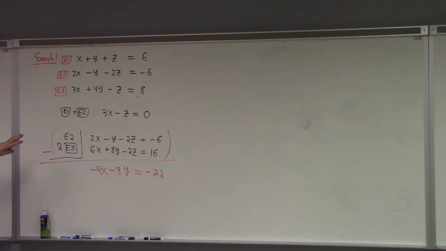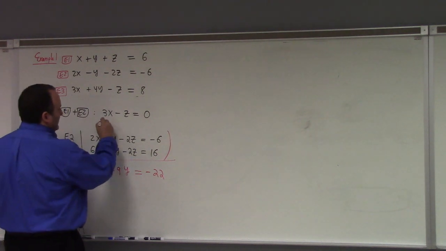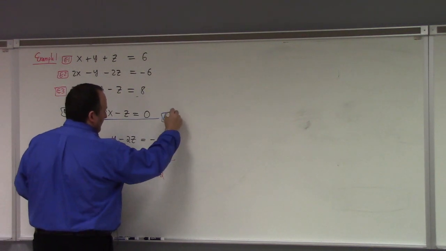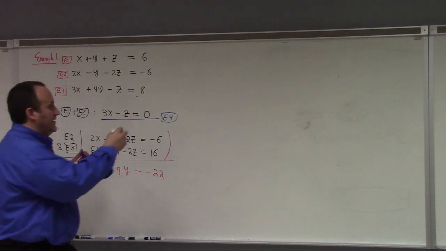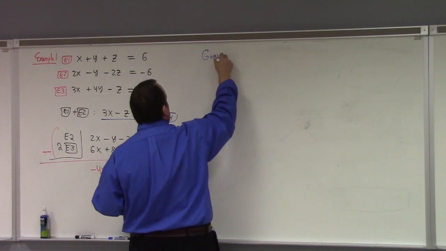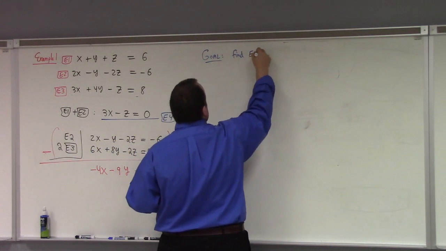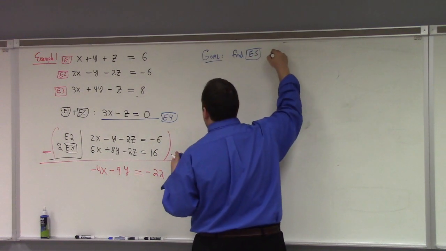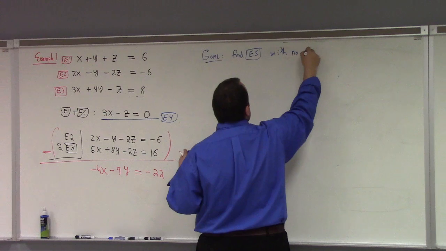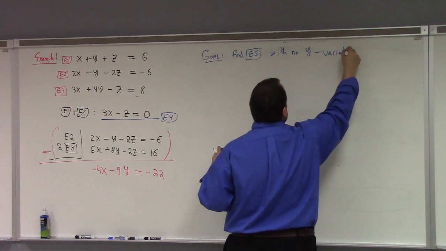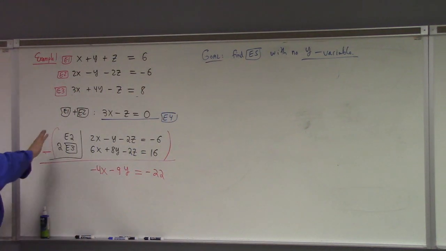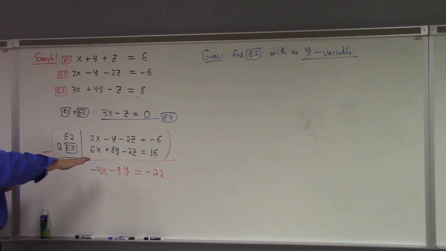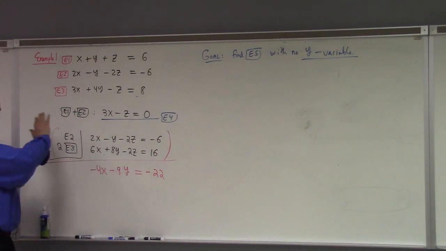Why? Right, so this right here, let's call equation 4, right? My goal actually was to find equation 5. What did I want? I wanted to find equation 5 with no y variable. That's the key, no y variable. And I have failed in that mission, right? This has a y variable, it's not what I want. So I'm going to have to erase this. This didn't work. I'm so sorry.